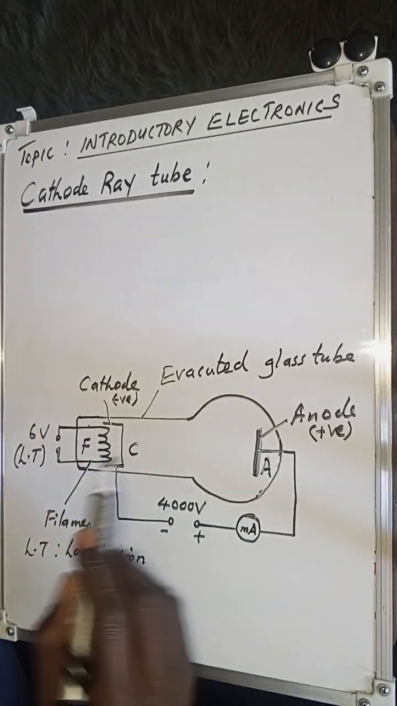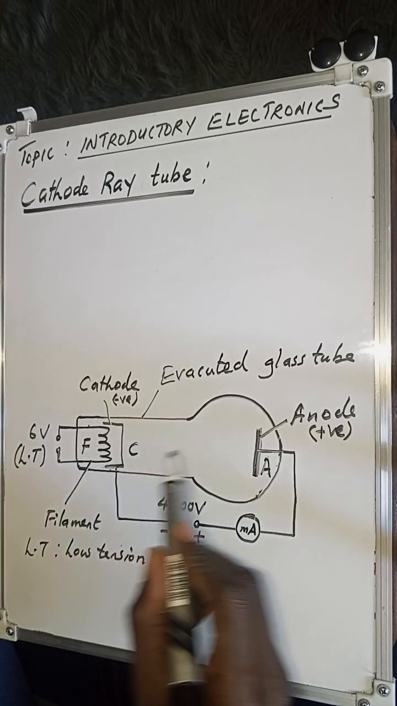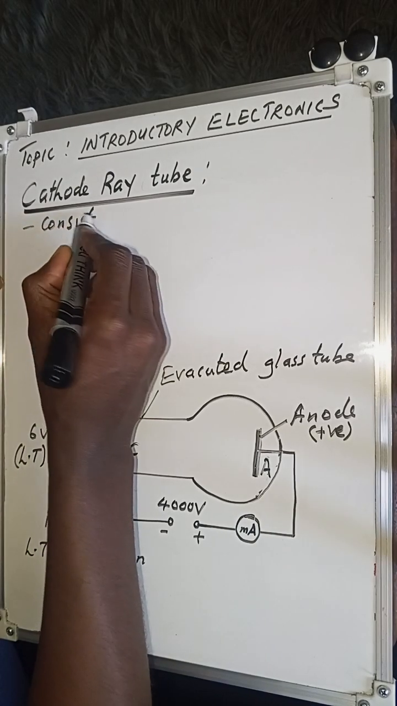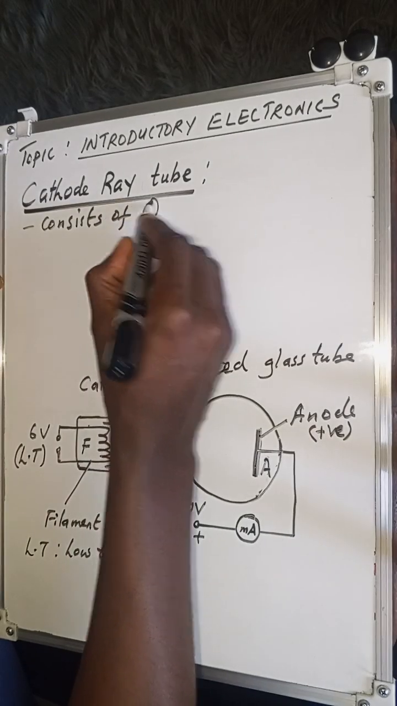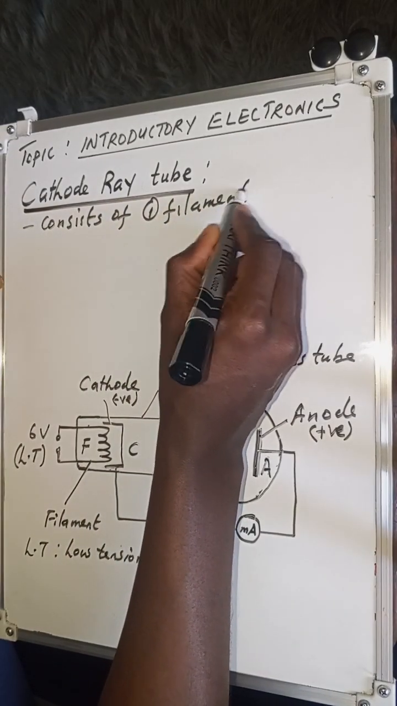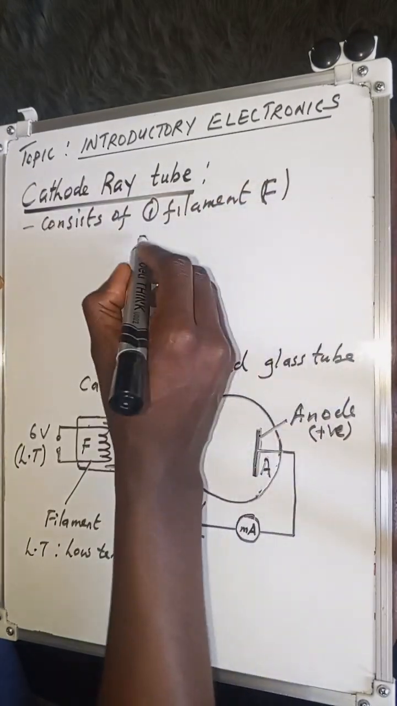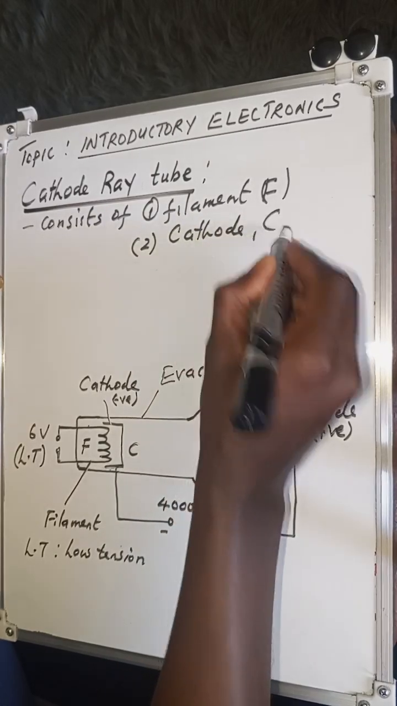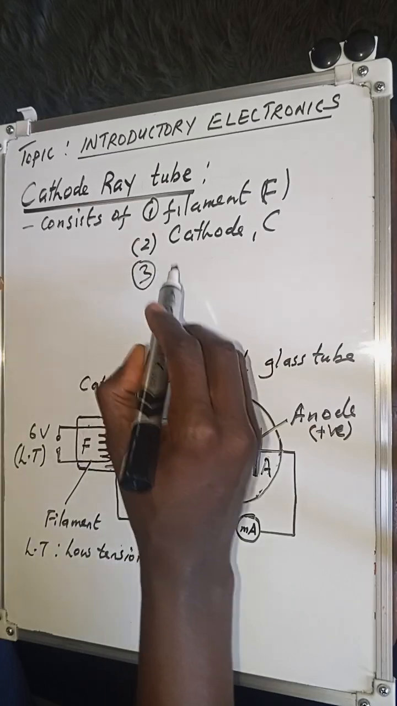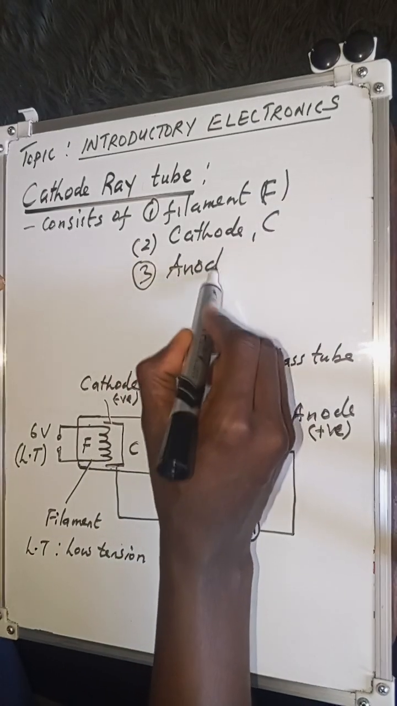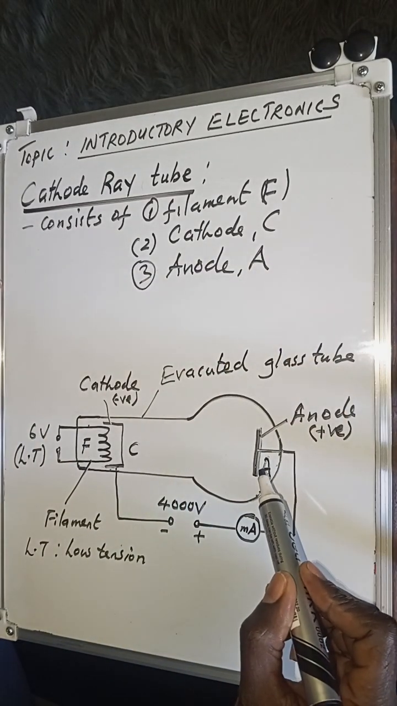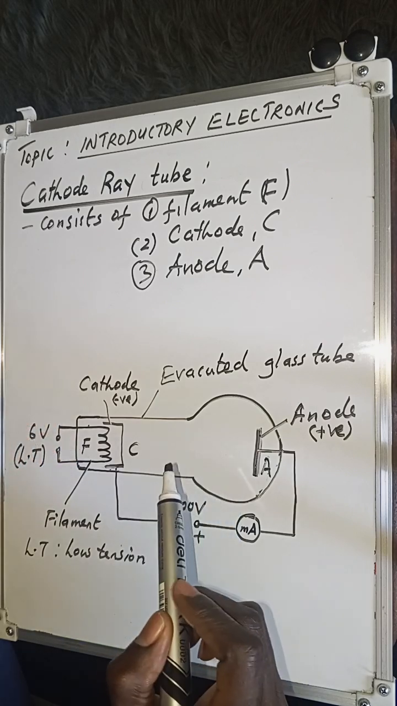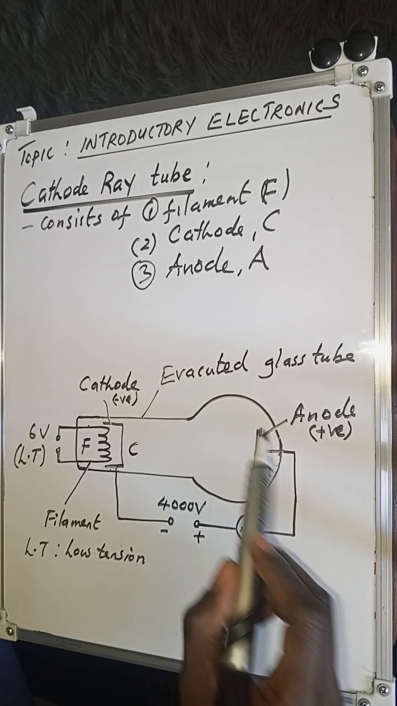So these are parts of a modern day cathode ray oscilloscope. Like I said, a modern cathode ray oscilloscope consists of, one, a filament, and that is what I'm calling F there. Two, it also consists of the cathode, which I'm calling C. Then it contains the anode, which is a capital letter A. Then of course, the whole part is evacuated, meaning that air is eliminated from this cathode ray oscilloscope.